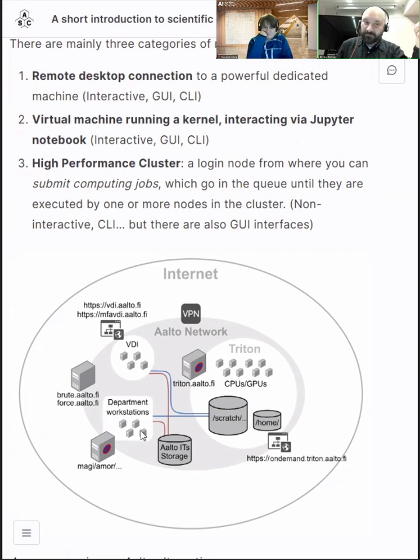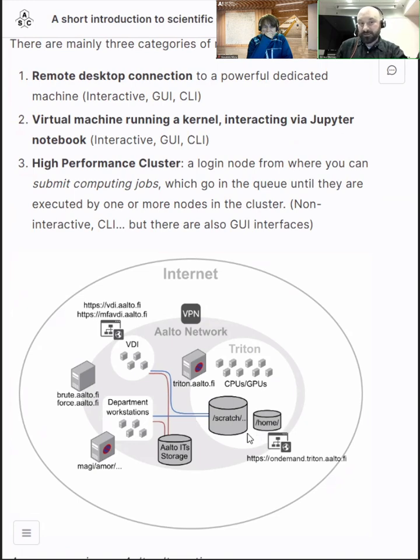There are the department workstations, maybe you have one, or maybe they give you a laptop. We also have this type of external interface, vdi.aalto.fi, where you can basically get a virtual desktop. That's the VDI, virtual desktop interface, so that if you are, I don't know, out at a conference and you don't have your Aalto laptop with you and you need to access something, you can always go to vdi.aalto.fi and see the file system and the same things that you would see in the department.